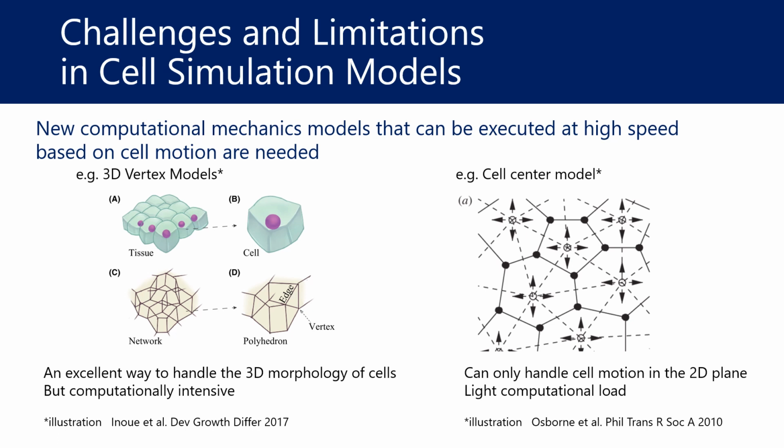The 3D vertex model represents cell shapes as polyhedra and allows mechanical analysis at the cellular level, but is computationally intensive for large-scale organ-level analysis. The cell center model is computationally lighter, but has limitations in recovering cell shapes and cannot be applied to curved tissues in 3D space, making it suitable only for 2D analysis.